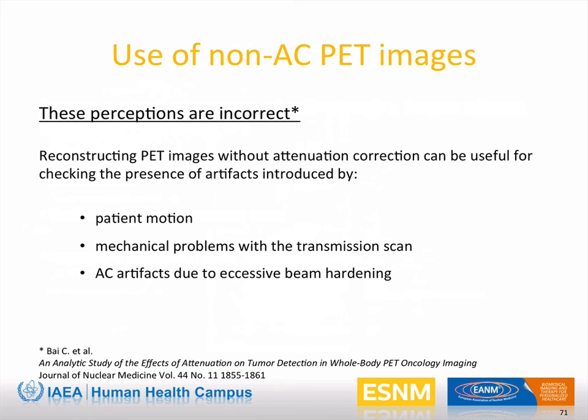Those perceptions are incorrect. However, there are valid reasons for reconstructing PET images without attenuation correction. For example, for checking the presence of artifacts introduced by patient motion occurring between the emission and transmission scans, or mechanical problems with the transmission scan itself, or attenuation correction artifacts from excessive beam hardening due to metal artifacts or truncation in the CT image.